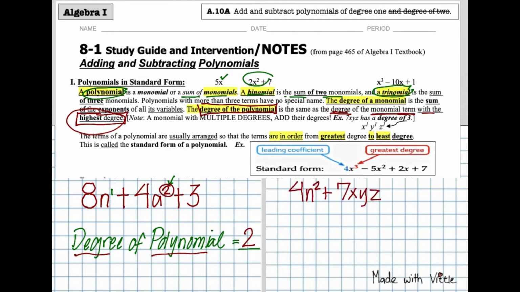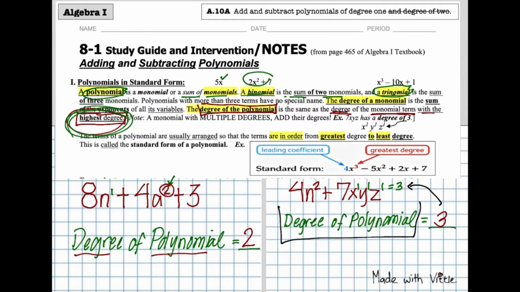Okay, let's look at this binomial, 4n to the second power plus 7xyz. Which one will be the degree of the polynomial? So the degree of a polynomial is the highest degree of a monomial in that polynomial. Okay, you're looking at the highest degree. In this case, it's no longer 2 because 1 plus 1 plus 1 is 3.